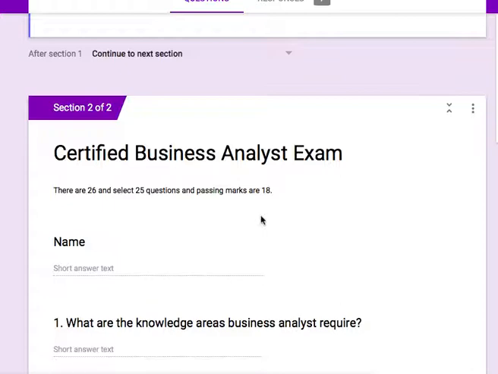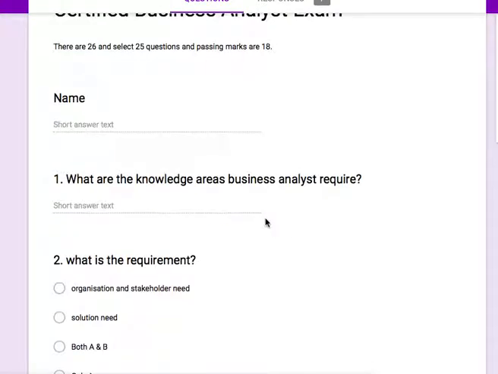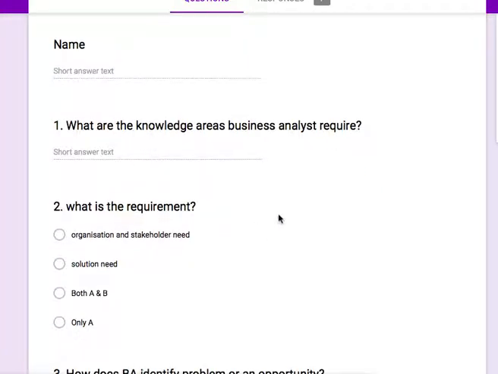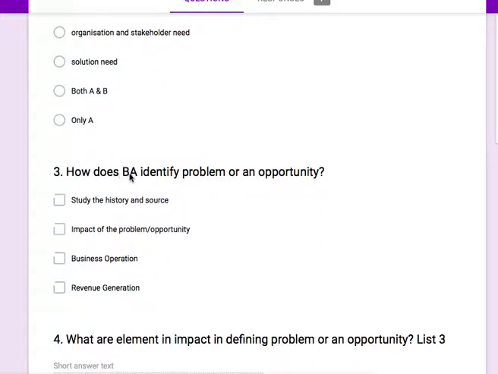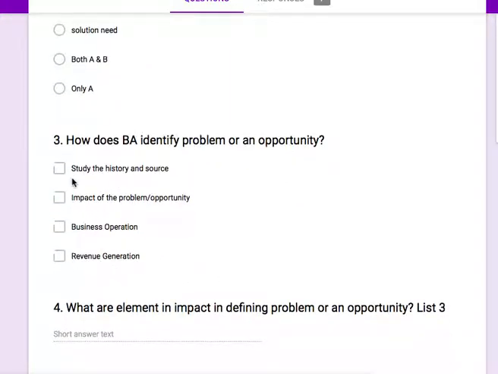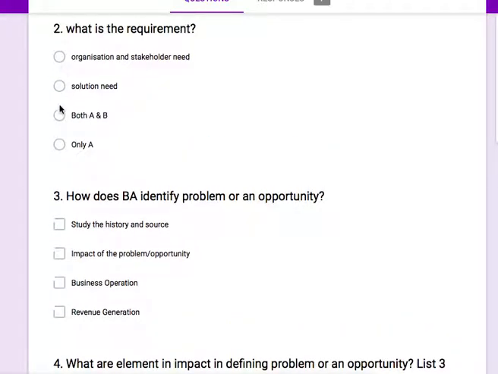Okay, now when I talk about the exam, the exam is very simple. There are 26 questions, you can select any 25, and the passing mark is 18. You write your name, and the questions start like a simple sample question. There may be a short description or multiple choice options, like what are the knowledge areas a business analyst requires, so you can list them. What is a requirement, so you can select. How does the BA identify a problem and opportunity, so there could be some options here. In this case you can choose multiple options as applicable. With the radio button you can choose only one.